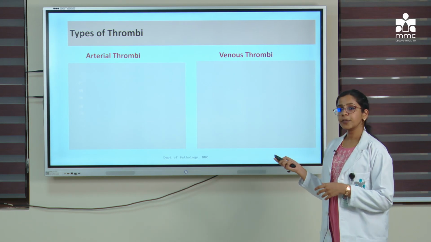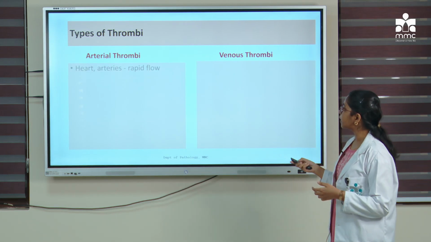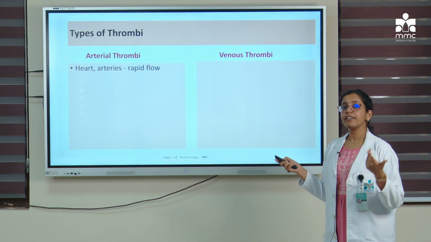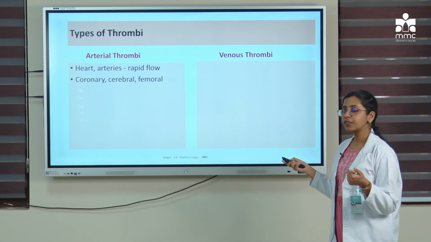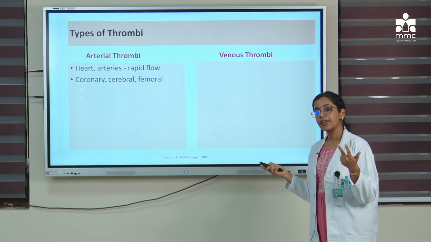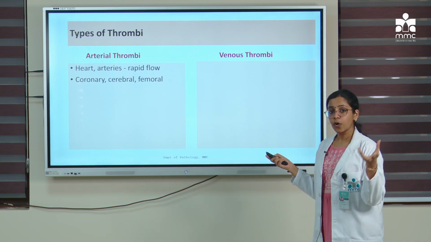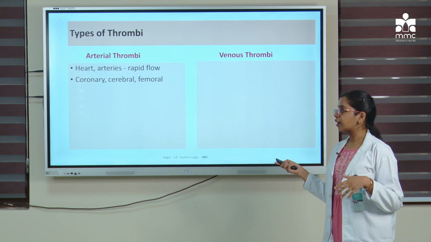Now, there are various types of thrombi. The first difference is between arterial thrombi and venous thrombi. Arterial thrombi are seen in the heart as well as arteries, and here you are going to have rapid blood flow. The main examples are coronary arteries, followed by cerebral artery and femoral artery, in that particular order. So first and foremost you are going to find it in the coronary artery, followed by the cerebral artery. This is the incidence, and then the femoral artery.